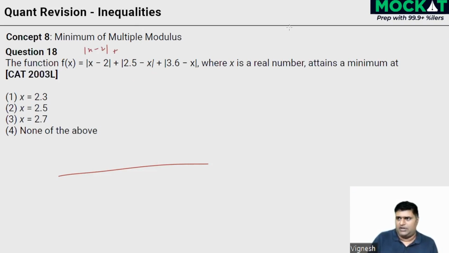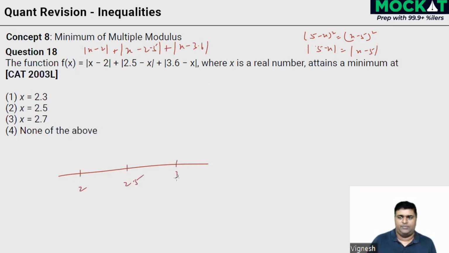Within a modulus, right? Within a square, 5 minus x the whole square equals x minus 5 the whole square. Doesn't make a difference. Plus or minus gets taken care of. So modulus of 2.5 minus x over here, or like 5 minus x equals modulus of x minus 5. Within that, you can multiply with minus 1. Same you can do here and write it as modulus of x minus 2.5 plus modulus of x minus 3.6. What are my points over here? 2, 2.5, 3.6. Distance from 2, distance from 2.5, distance from 3.6.